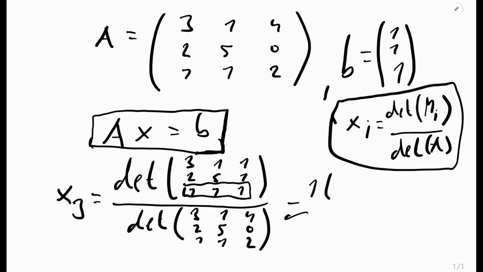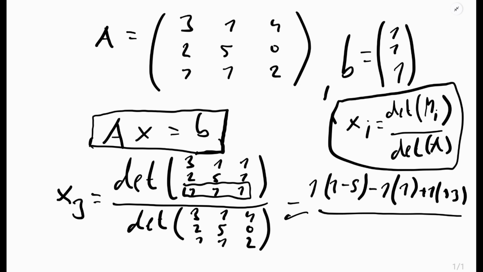So to do this quickly, it's simply as follows. It's going to be 1 times (1 minus 5), minus 1 times (3 minus 2), so that's 1, plus 1 times, I'm just doing the determinant of the upper matrix, plus 1 times (15 minus 2), that's 13. Over, and now the determinant of A itself, which is 3 times 10 minus 1 times 4, which is 4, plus 4 times (2 minus 5), minus 3.